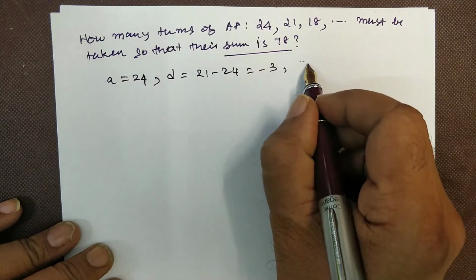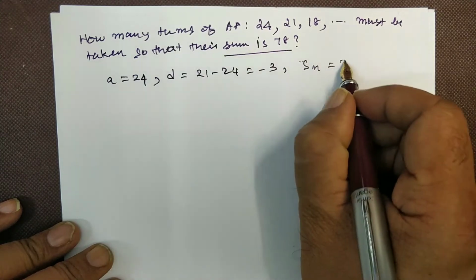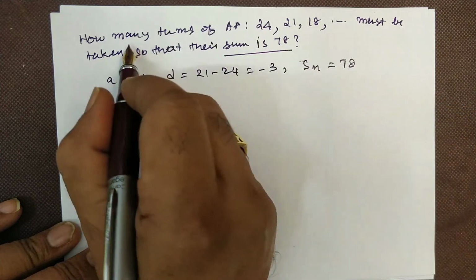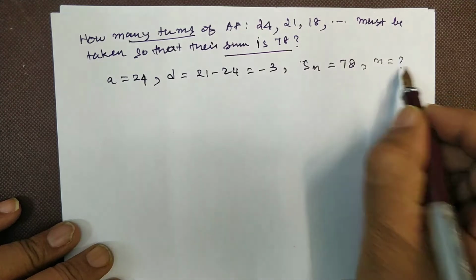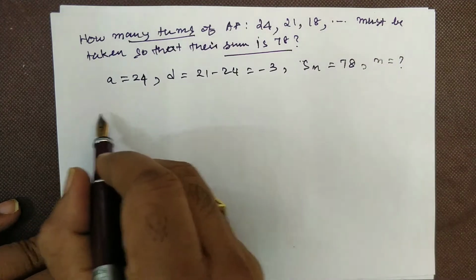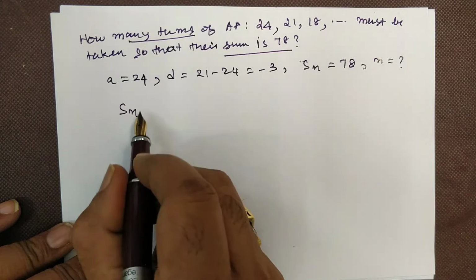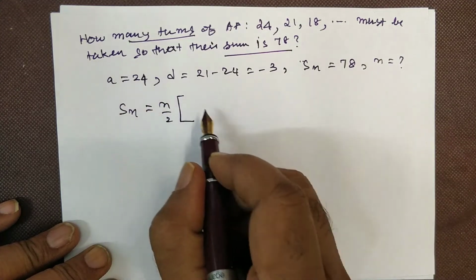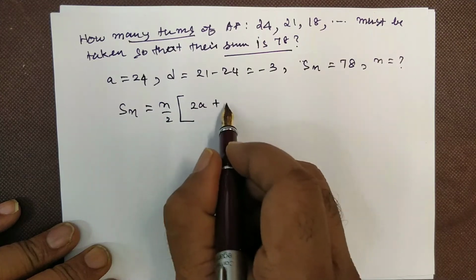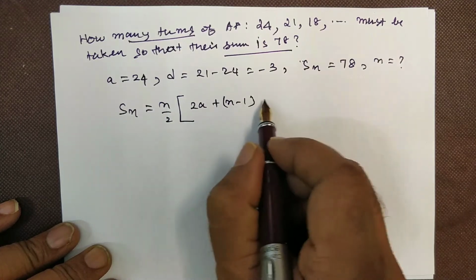And what is the sum? That is Sn, 78. What is asked? How many terms? That is n is equal to what? So what is the formula? Sn is equal to n by 2 into 2a plus n minus 1 into d.